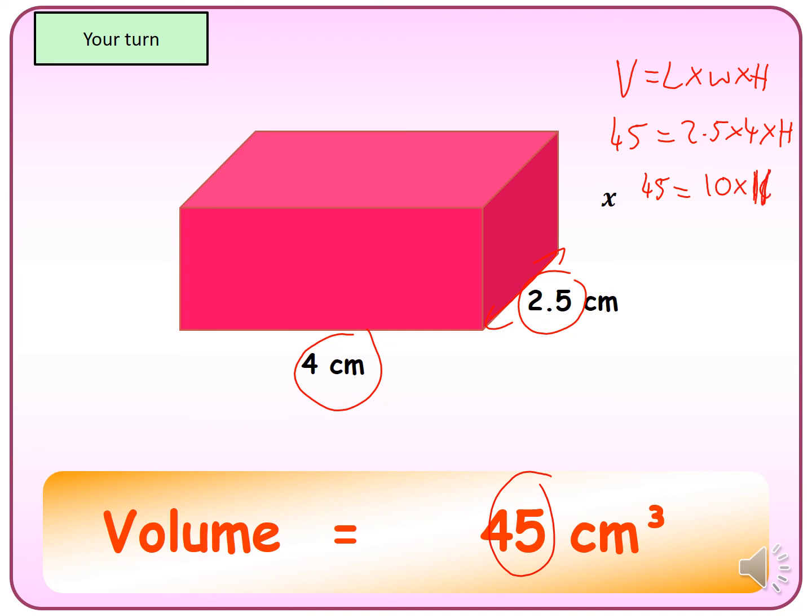10 times h. Just going to rub that out. Give me a second. 10 times h. Okay, we're going to do the inverse of multiplication, so I'm going to divide both sides by 10. Divide the left hand side and the right hand side by 10. So 45 divided by 10 is equal to our h. So the height is 45 divided by 10, which gives us 4.5 centimeters.